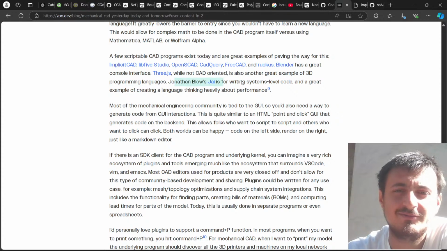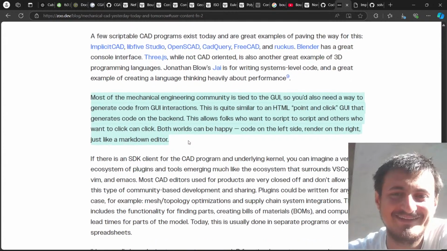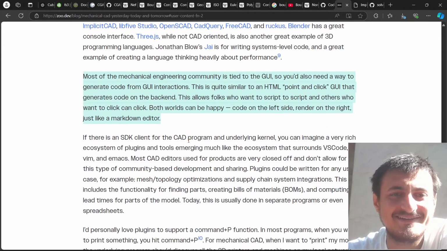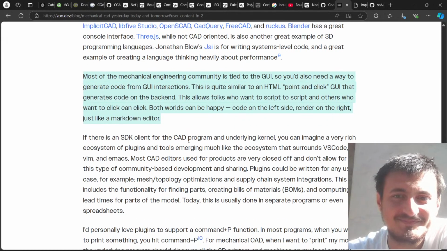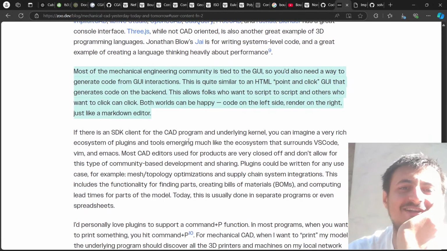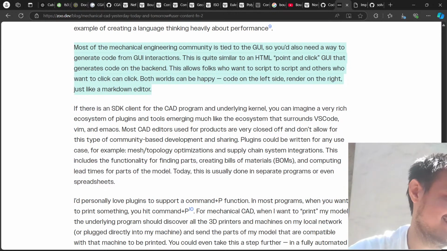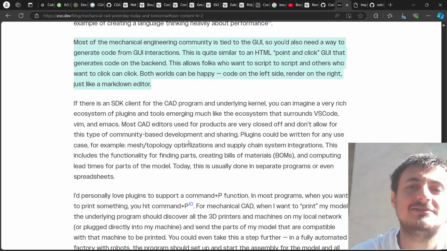Dude, Jonathan Blow, bro. I'm gonna write this language for 10 years and just, it's just like I'm doing something special in my little corner of the world, bro. Share it.